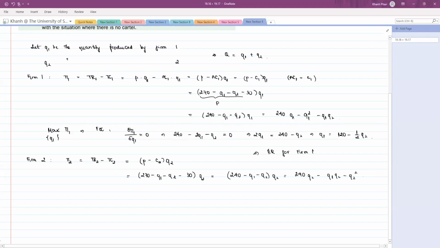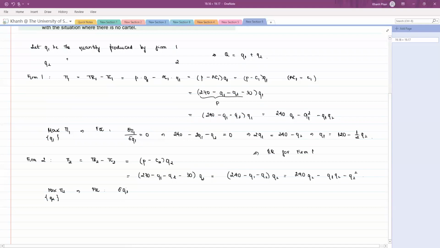And so that is 240 Q2 minus Q1 Q2 minus Q2 squared. So again, firm 2 will try to maximize firm 2's profit by choosing Q2. Again, firm 2 has no control over Q1, so we're just treating that as constant.